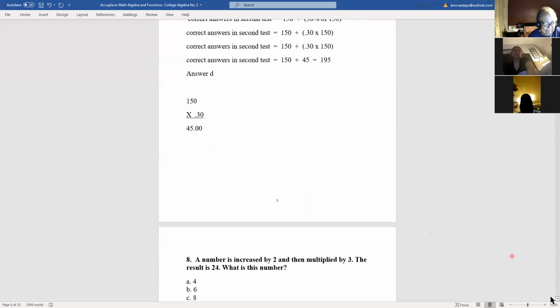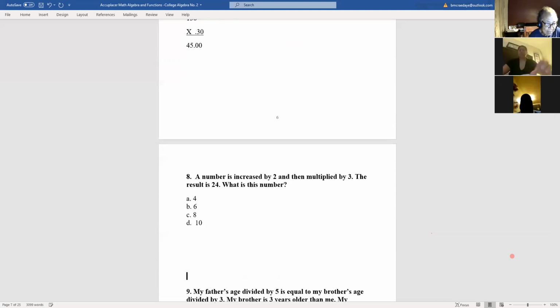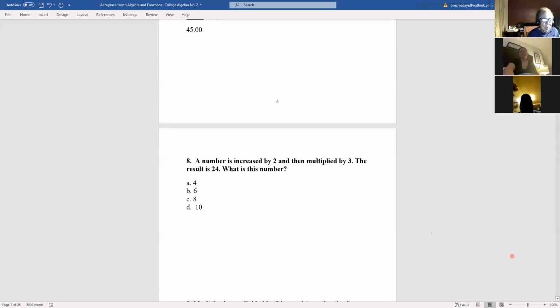Okay, this is translating the words to the math. A number increased by 2, that means you're adding, then you multiply it by 3, and the result is 24. What is the number?